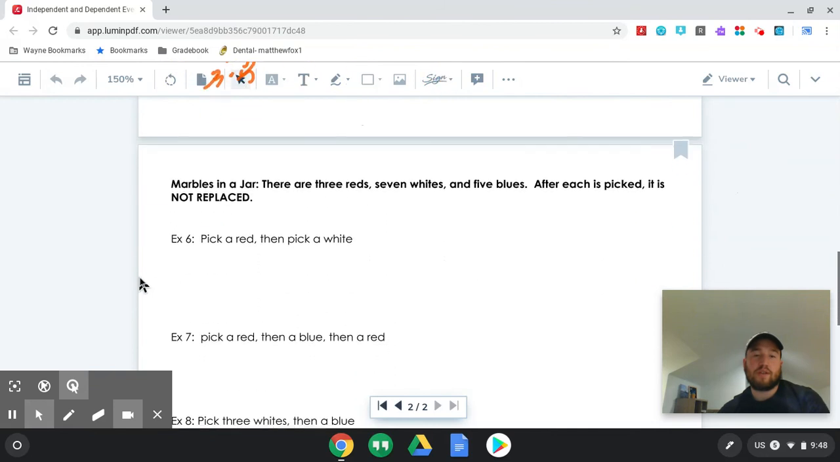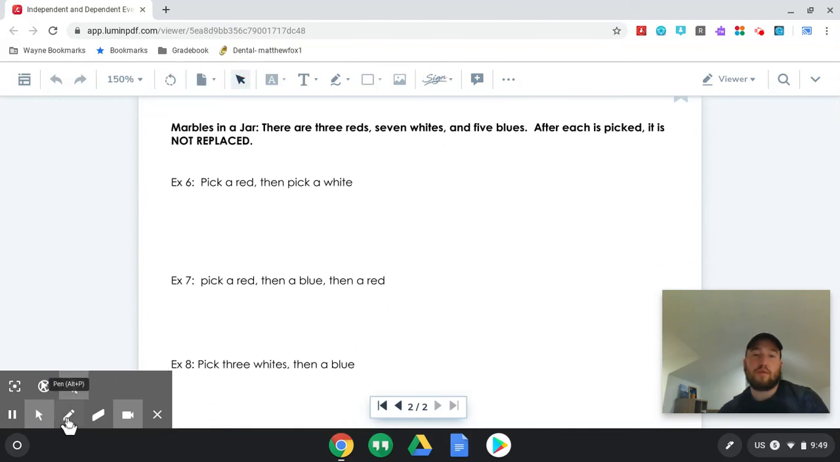We're going to scroll now to the next one. And here, we're going to get some dependent situations. The key reason why, it says marbles in a jar. There are 3 red, 7 white, and 5 blue. Same exact jar we had before. However, now, after each is picked, it is not replaced.